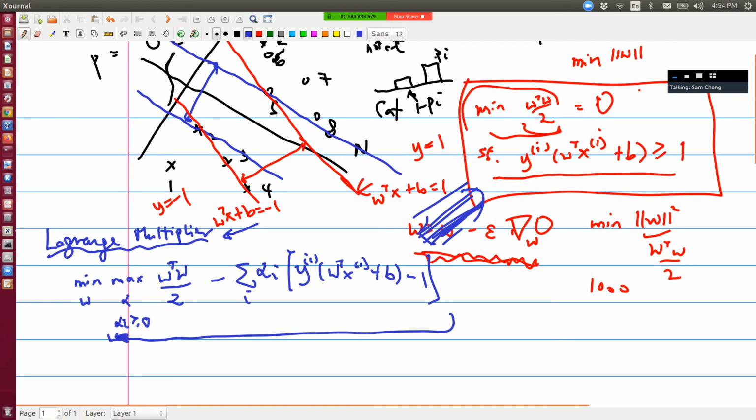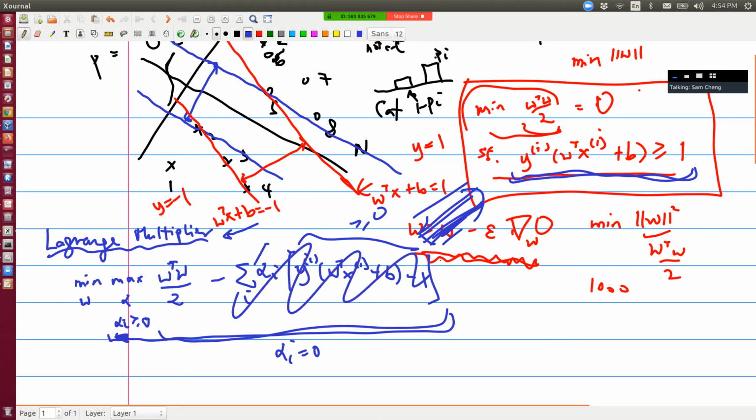Now, either these constraints are satisfied or not satisfied. Let's say all of my constraints are satisfied, then all of these numbers will be bigger than or equal to 0. Then I try to maximize this thing over all the alpha i, within the range that alpha i has to be bigger than or equal to 0. Then alpha i will be just equal to 0, and this part is just gone. I will just get back to originally minimizing this thing here.